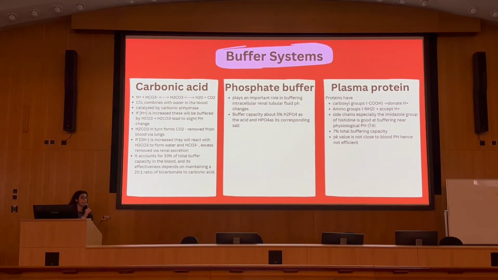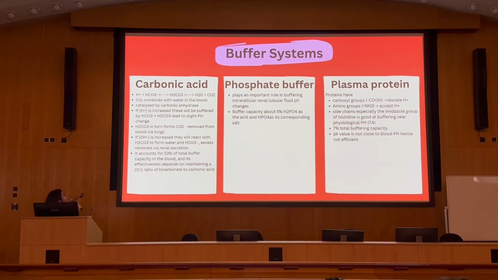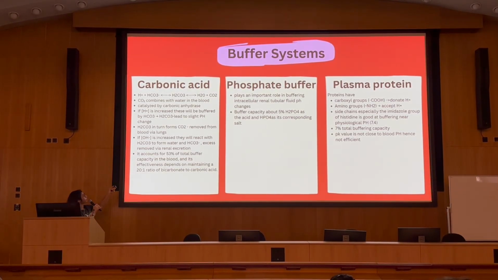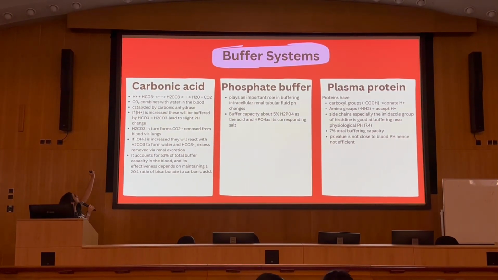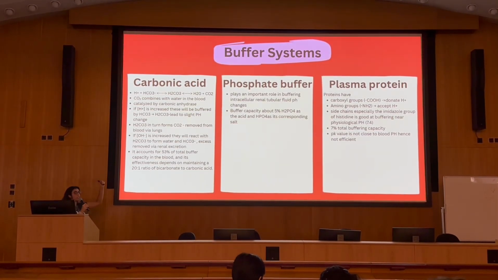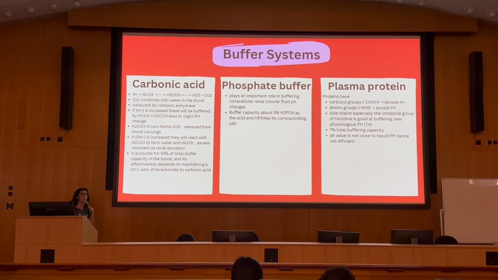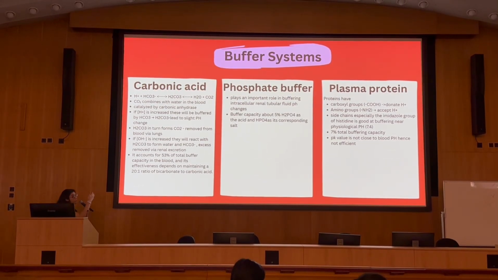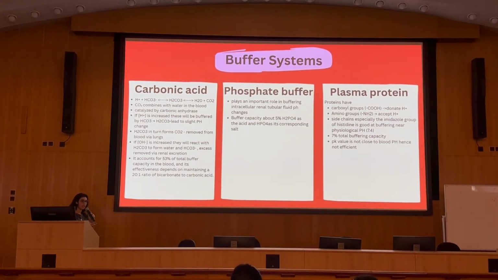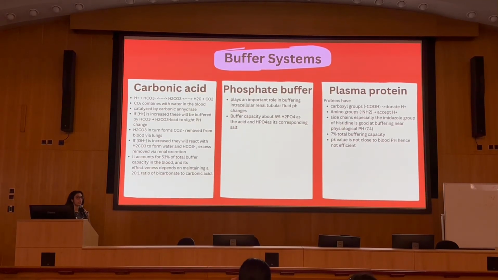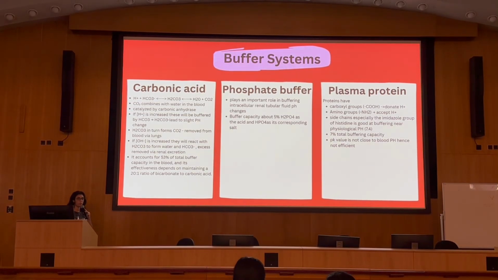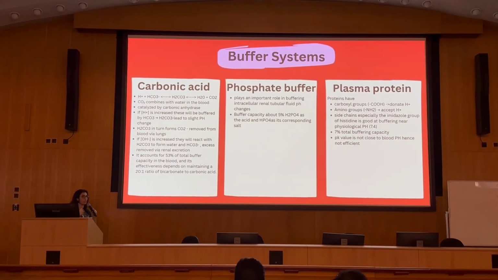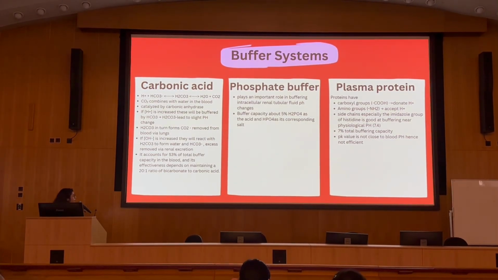Now what if there's too much base? What if there's too much hydroxide ion? What will happen is that when your hydroxide ion is increased, it will react with the carbonic acid, H2CO3, and then form water and bicarbonate ion. So basically what I'm trying to say is that when your base increases, it will move to the left to release more hydrogen ions. And if your acid increases, meaning your hydrogen ions increase, it'll move to the right to form carbonic acid. So they're just working all the time to make sure that your blood pH remains normal.